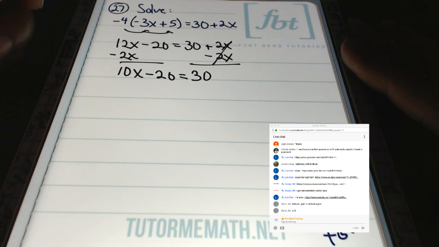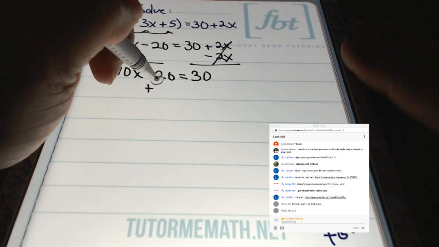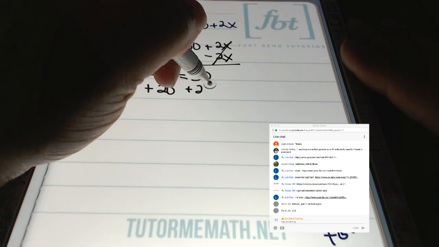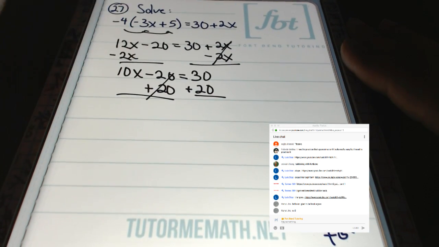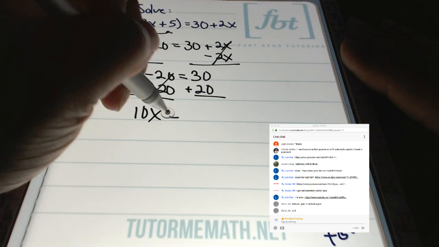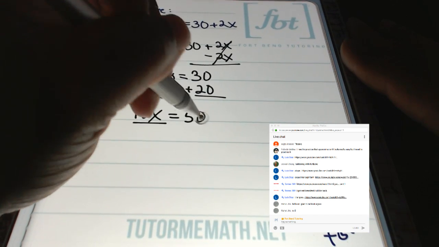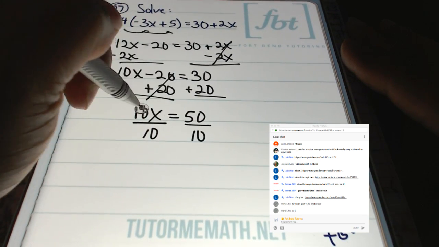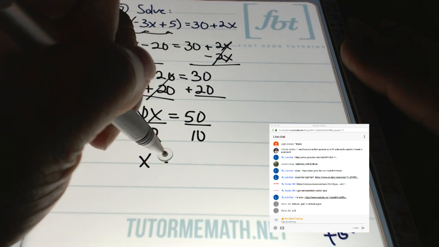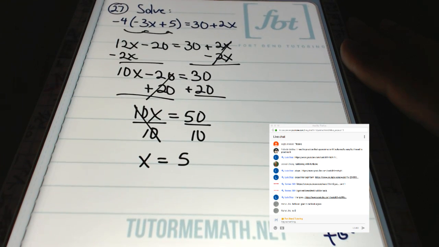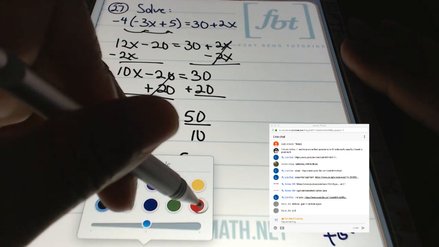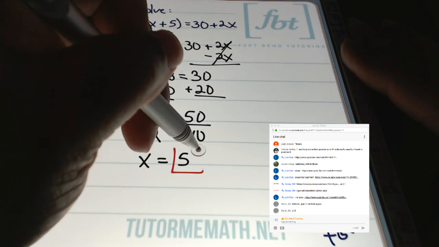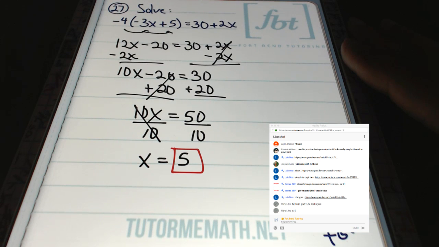And now, my next step in isolating the term with the variable is adding 20 to both sides of the equal sign. So bringing down my 10x equals 50, and then go ahead and divide both sides by 10. You will end up with x equals 5, and that is exactly what Raul had. Good job, Raul. I'm going to put my answer in a red box. Red boxing it with problem number 27.